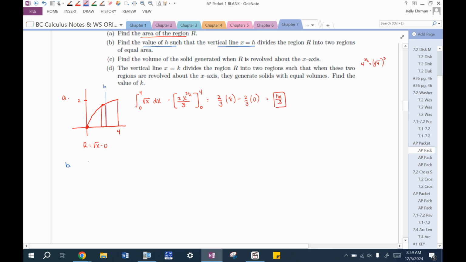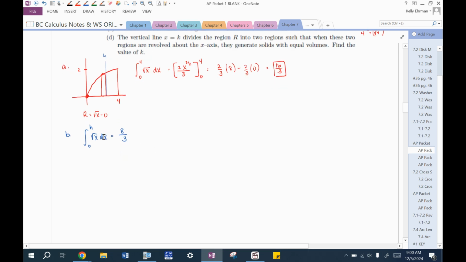So I'm going to say that I know the integral from 0 to h, wherever that cutoff is, of square root of x minus 0 dx should equal half of the total area. Half of 16/3 is 8/3. So I know that's got to be true. And now I can just integrate to see what this is.